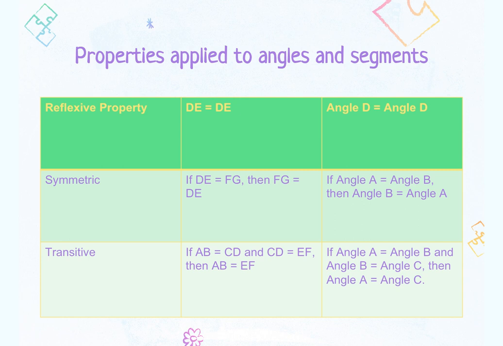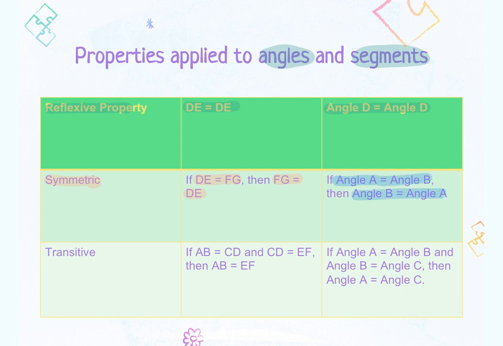These properties, so we learn them in algebra, but they actually all get applied to angles and segments. So we can say the reflexive property for a segment is any segment equals itself. The reflexive property for an angle, any angle equals itself. The symmetric property, remember this is the reverse of the order. So if the segment DE equals FG, then FG also equals DE. And for an angle, if angle A equals angle B, then angle B equals angle A, just reversing the order there.